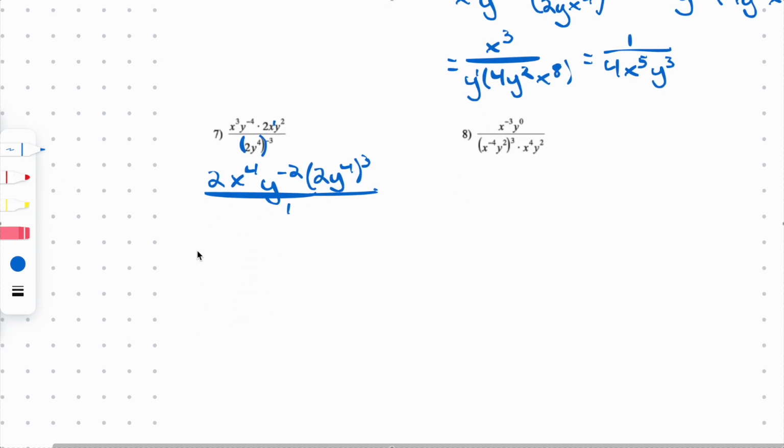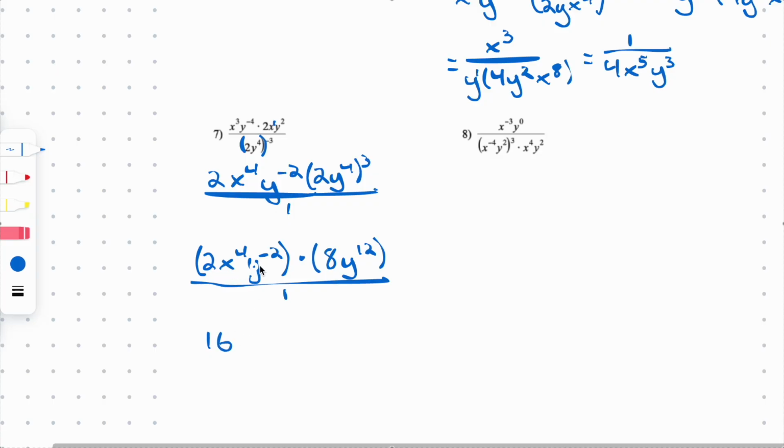And now I'm just going to simplify this more. We still have 2x to the 4th. And I'm going to leave that y up there. And then we're going to distribute this cube to both the 2 and the y to the 4th. 2 cubed is just going to be 8. And we multiply the exponents since we're doing power of a power. So 4 times 3 is 12. And all of that over 1. So 8 times 2 is 16.